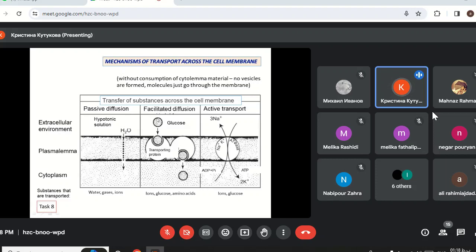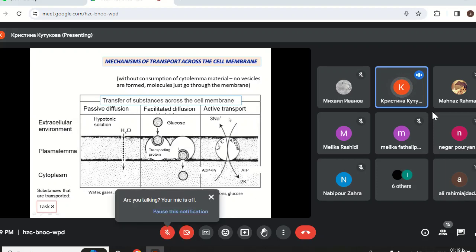Next one, facilitated diffusion. This is for transportation of ions, glucose, amino acids, also along the concentration gradient, but with the help of some specific integral proteins, transporting proteins, but without help of ATP molecule. And third one is the active transport of ions, and also in some cases of glucose.